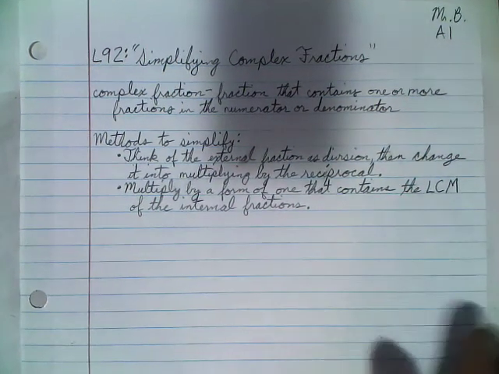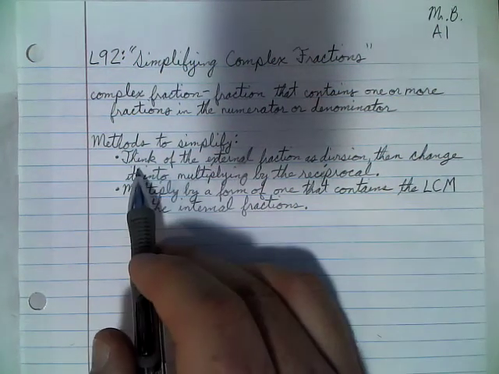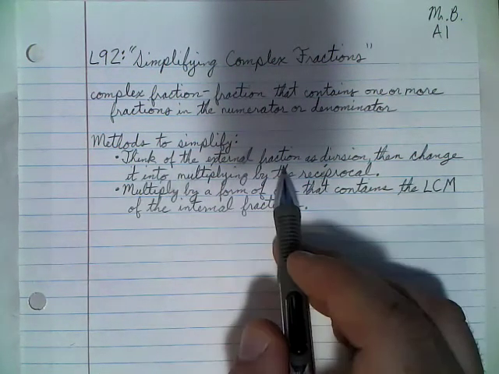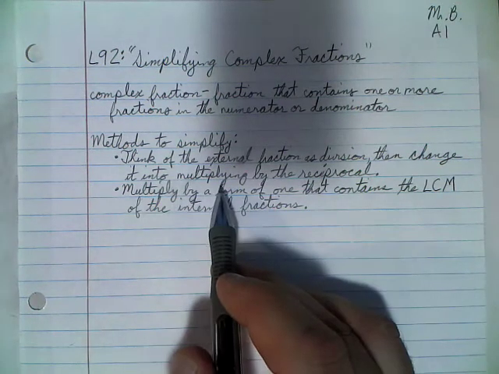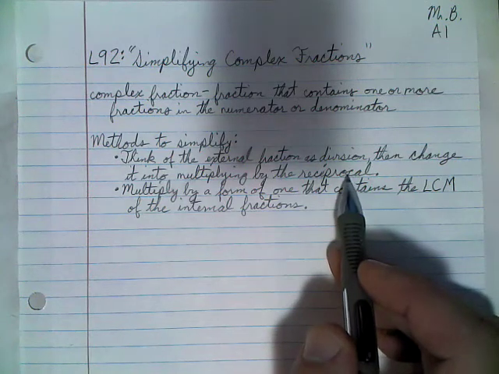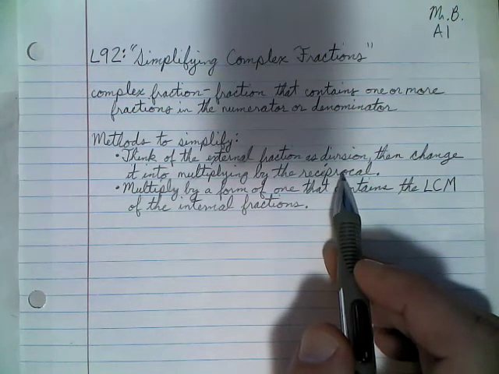So here we go. First method that we're going to look at is to think of the external fraction as division. So fractions mean division. And then we change it into multiplying by the reciprocal. So in other words, you're going to multiply by the reciprocal of the denominator.